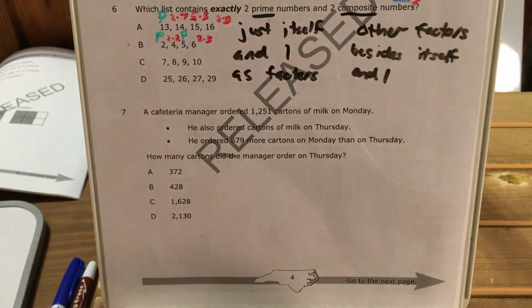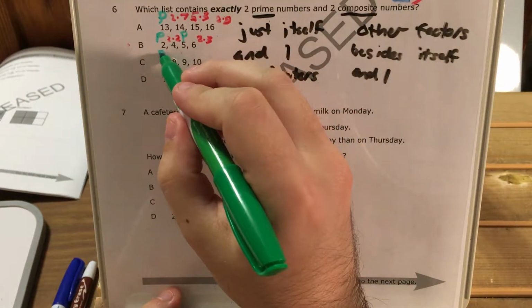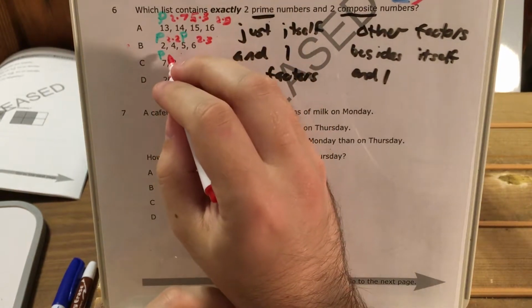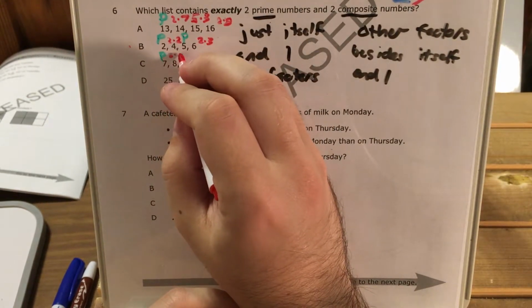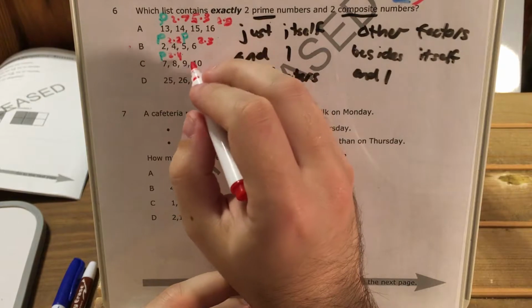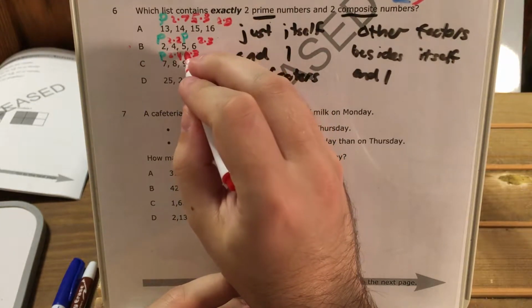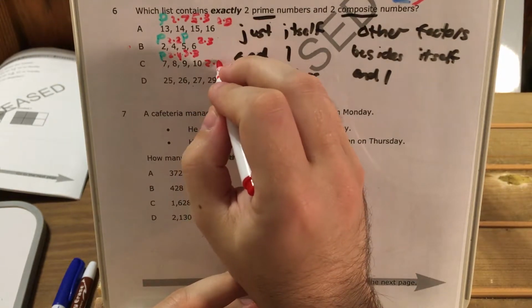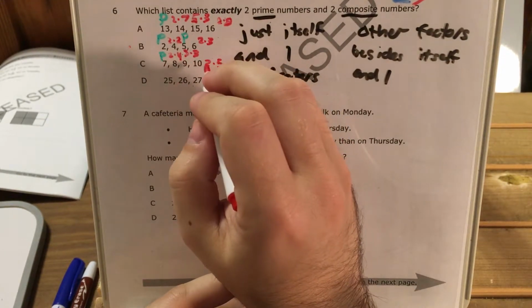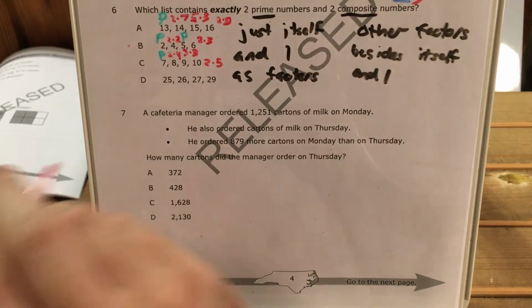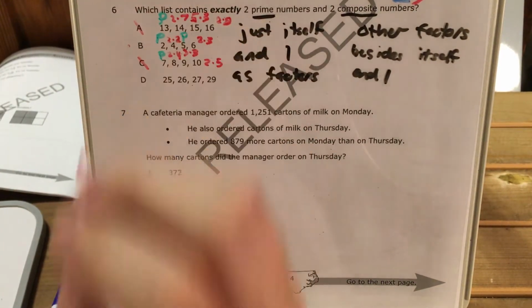For choice C, 7 is prime, 8 we can say is 2 times 4, 9 we can say is 3 times 3, and 10 we can say is 2 times 5. 3 of these are composite, just the 1 is prime, so that one won't work. Let me go ahead and cross these out as we eliminate them.